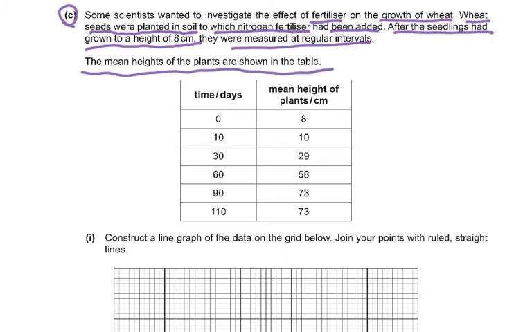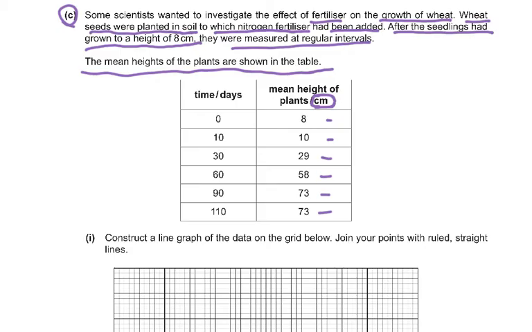So time of the day 0, mean height of the plants was 8 centimeter. Then on the 10th day it was 10 centimeter. Then you can see on the 30th day it was 29, then 60th day it was 58, then 90th day 73, and by 110 days it was still 73. So it didn't grow any taller after the 90th day. Maybe it stopped growing on the 95th day or the 96th day or whatever, but then after about 20 days when we did see the height, it remained the same.